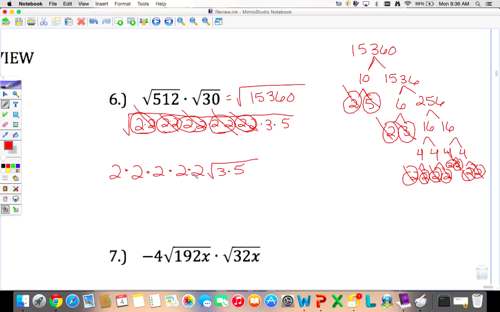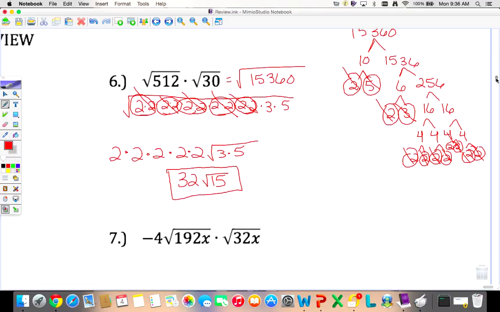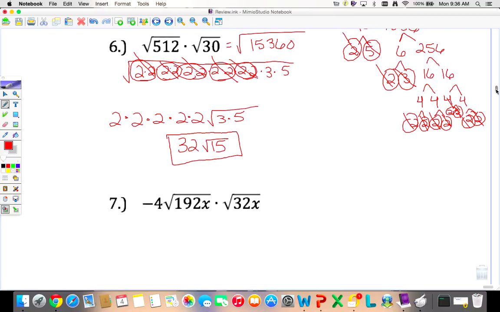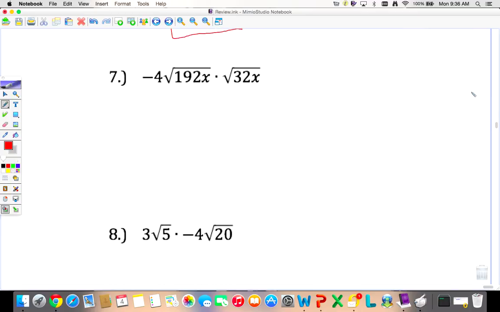Okay, so we have 2 times 2 times 2 times 2 times 2. Put that in the calculator, you'll get 32. 3 times 5 is 15. So the square root of 15,360 reduces down to 32 square roots of 15. Okay, and again, you can pause this, go back, rewind, watch it over and over again if I go too fast through this.